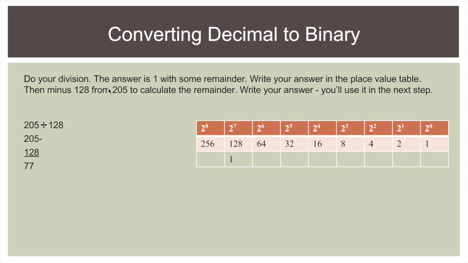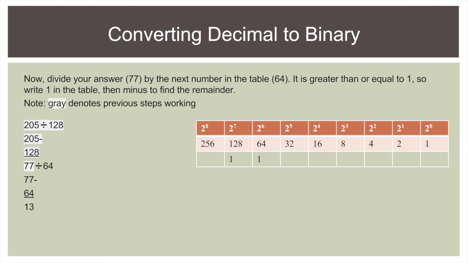Then minus 128 from 205 to calculate the remainder. So 205 divided by 128 is 1 something, and then we use minus to work out the remainder. So 205 minus 128 equals 77. And that's the number we're going to work with in the next step.